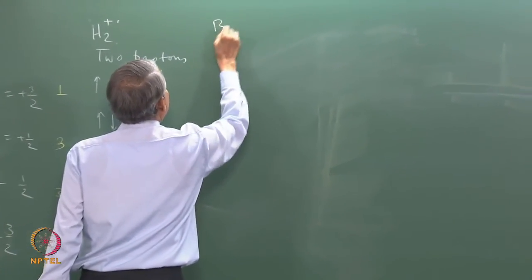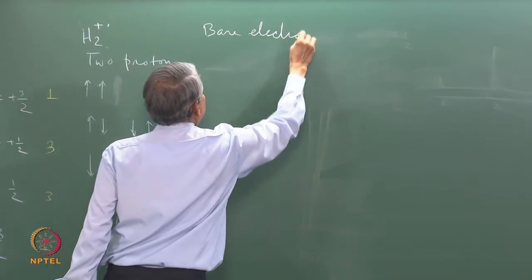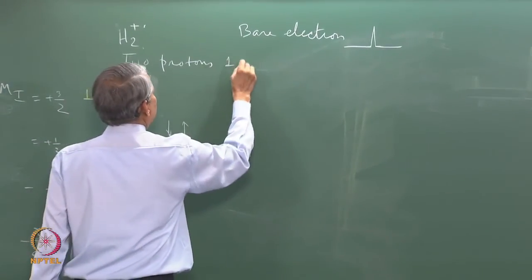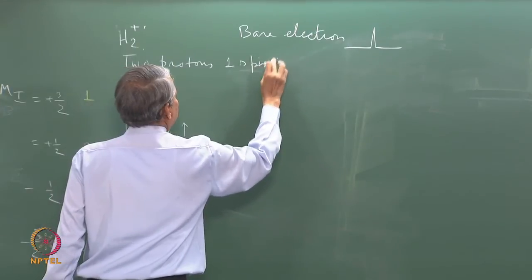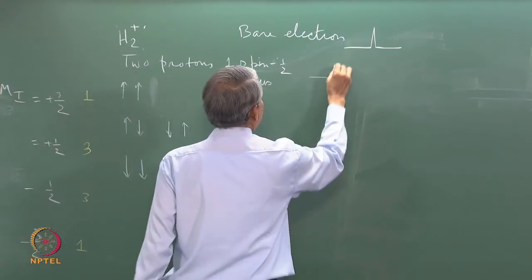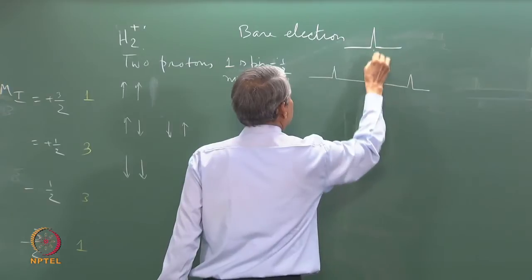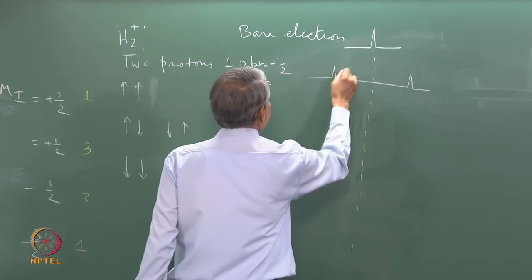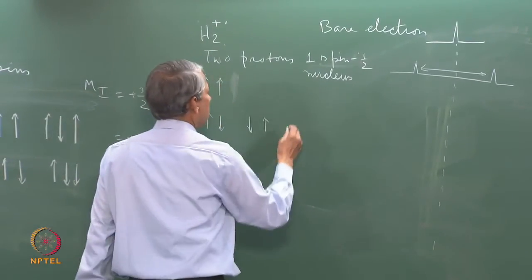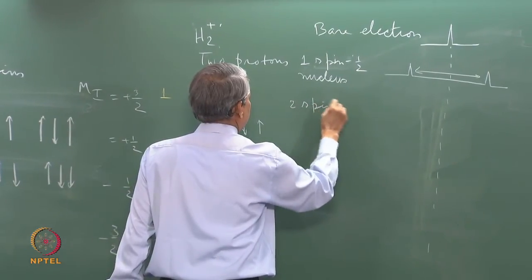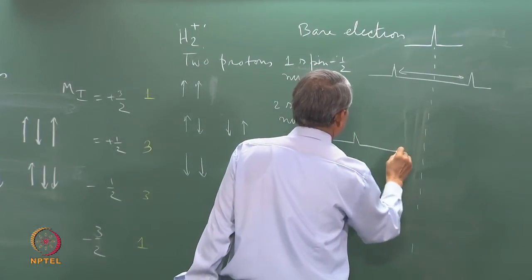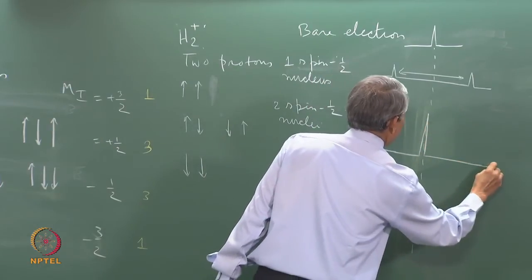So, a bare electron gives a one line spectrum. One spin half nucleus gives a splitting of this kind. So, this is the center of this one. This means the splitting due to the one spin half nucleus. In our case, it is a proton. If you have two of them, then the splitting looks like this.